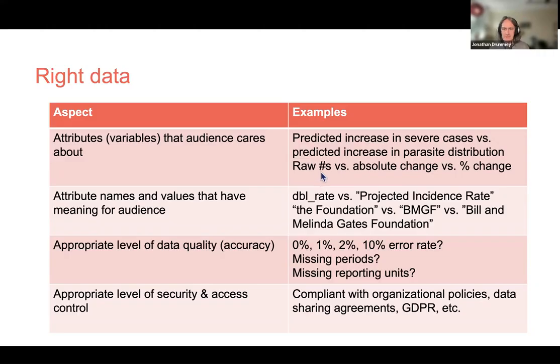Or as a more basic thing, are we showing raw numbers versus absolute change versus a percentage change is a common one. That our attribute names and values have meaning for our audience. So the Bill and Melinda Gates Foundation is a giant donor in public health, and at least at Path, depending on who you talk to, they might get called the foundation. But my first day at Path, I was like, okay, what's the foundation kind of thing? So making sure we're using names that have meaning to our audience.